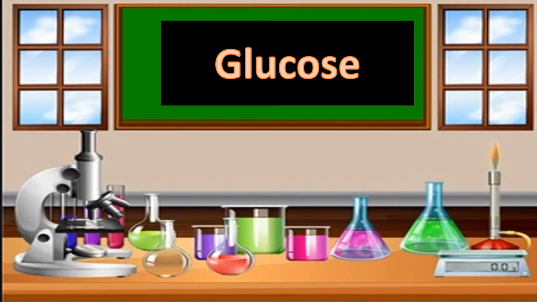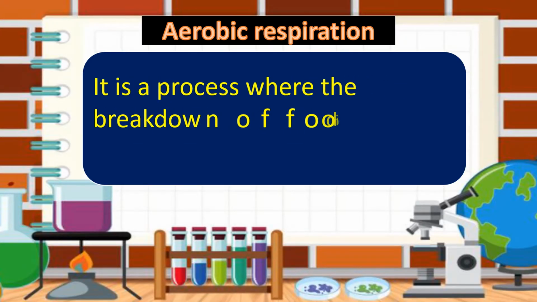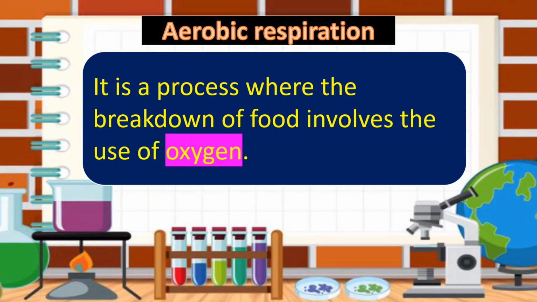Next, we have glucose. Can you spell glucose? Letter G L U C O S E. Glucose. So what is aerobic respiration? When you say aerobic respiration, it is a process where the breakdown of food involves the use of oxygen. That's why aerobic, with oxygen.